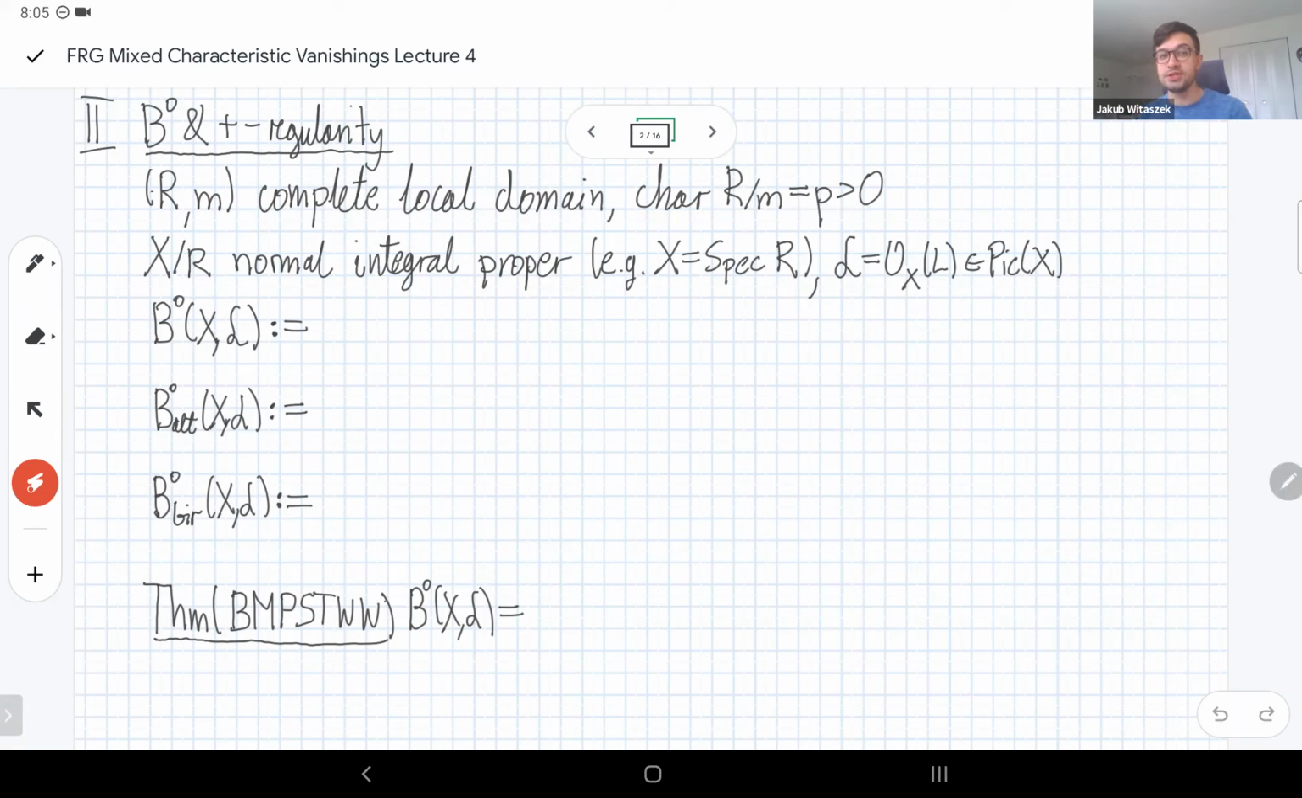We're mostly going to be interested in the rings of mixed characteristic, so that, for example, R is Z_p. Now, X over R is going to be a normal integral proper scheme. If you are interested in the local situation only, you can assume that X equals Spec R. And last, I'm going to pick a line bundle L, and it corresponds to the divisor, which I'm also going to call L. And I'm also going to assume that X is either Q-factorial, or more generally, that M, which is equal to L minus K_X, is Q-Cartier.